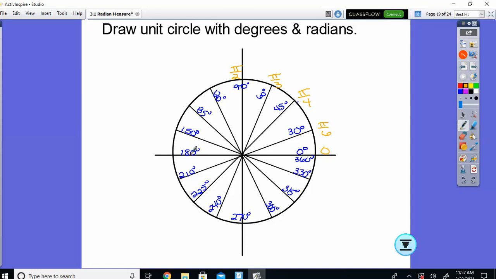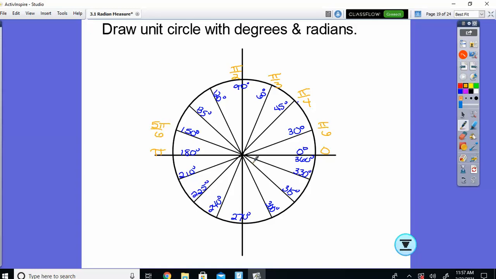We know 180 degrees is the same as what? Pi. We've been doing that conversion, so we know this is pi. Think about how we got our degrees. I did 180 minus 30. If you're dealing with radians, that would be pi minus pi over 6. So pi, that's like 6 over 6, minus 1 over 6 would give us 5 pi over 6.